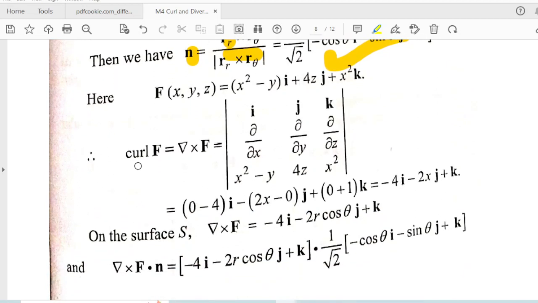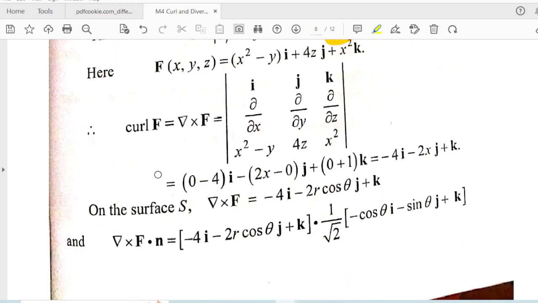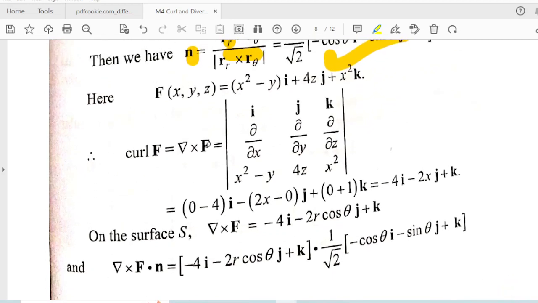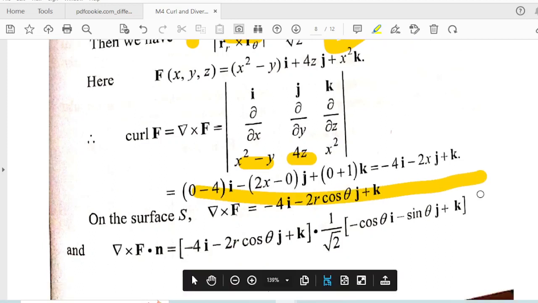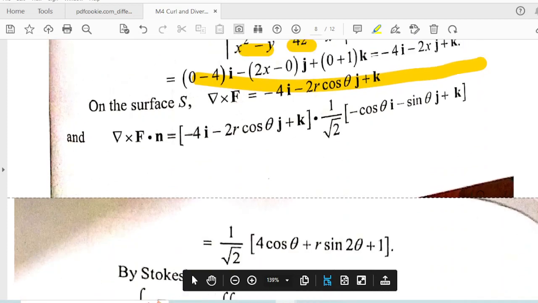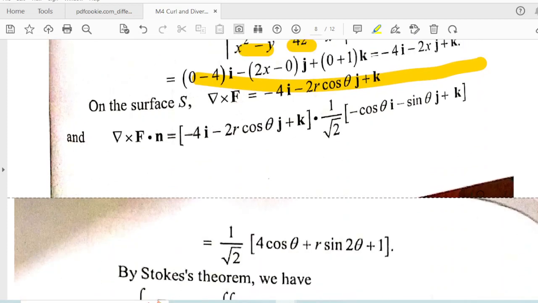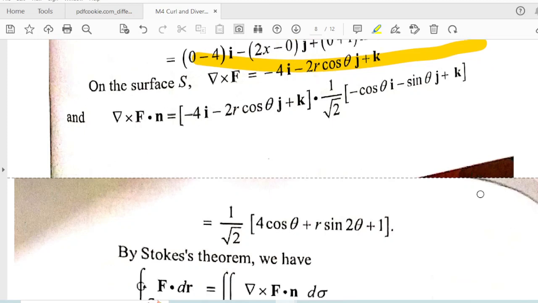Now we have to find the curl of F. We know the formula for the unit normal: del phi by the magnitude of del phi, that is n cap. So you will be getting this particular result. So next is on the surface. So now we are going to find the right side.